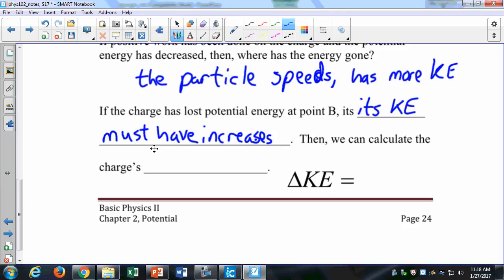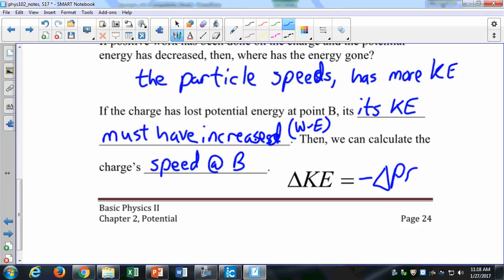You know, that's the work energy theorem. And then we can calculate the charge's speed at point B. The kinetic energy is equal to the negative of the change in the potential energy, which is equal to 1/2 mv squared. So if I have the amount of work that's being done, then I can also figure out what the particle speed is. Let's try an example.